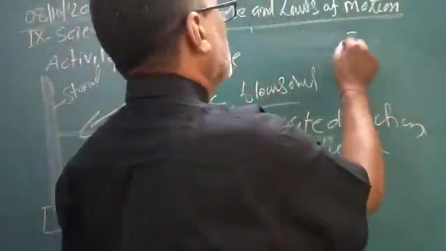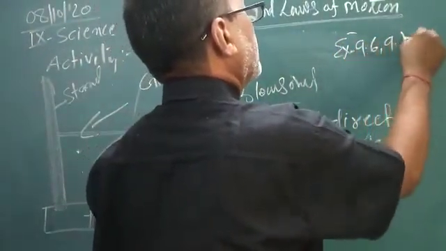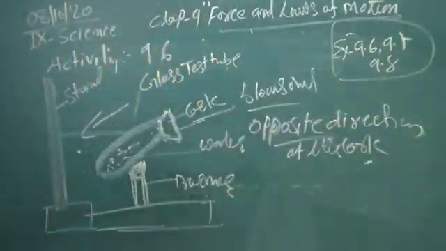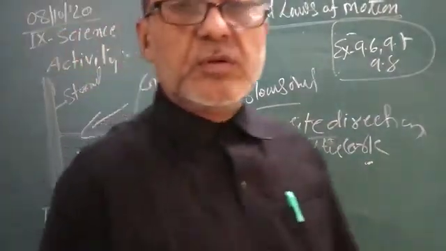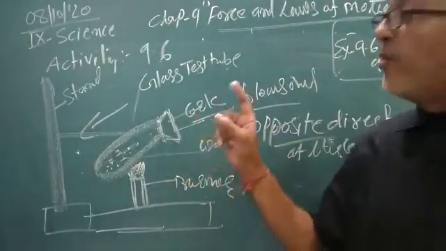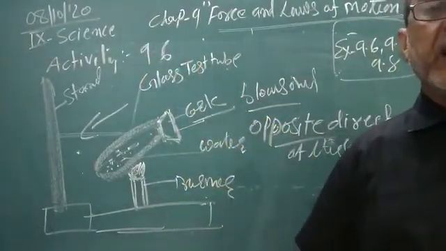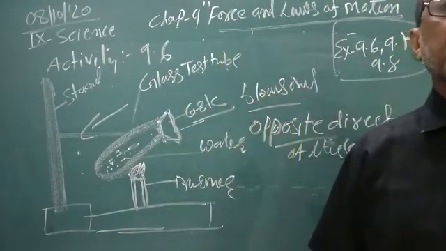Now all of you see examples number 9.6, 9.7 and 9.8. These three examples are solved in your textbook. You read them, and write down both activity numbers 9.5 and 9.6 in your classwork and complete your classwork of lesson number 9. Next time we can start a new lesson.